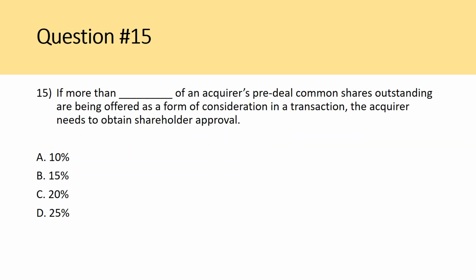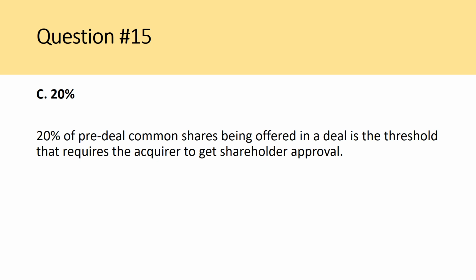So the final question, question 15. If more than blank of an acquirer's pre-deal common shares outstanding are being offered as a form of consideration in a transaction, the acquirer needs to obtain shareholder approval. So what percentage of the acquirer's pre-deal common shares need to be offered in the form of consideration for them to require shareholder approval? Well, again, if you watch the chapter 6 video, which I do recommend you watch, you'll know that the answer is C, 20%. So 20% of pre-deal common shares being offered in a deal is the threshold that requires the acquirer to get shareholder approval. That's pretty much it.